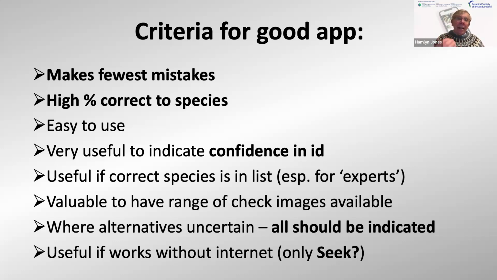It is useful if the correct species is in the list, and this is especially useful for experts. And in our Australian tests, we were looking often at species which were endemic to fairly small areas, such as Kangaroo Island. And some of the apps, iNaturalist particularly, often got the correct species. As I've said, it's useful to have a range of check images, and where it's uncertain, it should say so. And of course, it's useful if it works without the internet. So these are sort of gold star criteria.